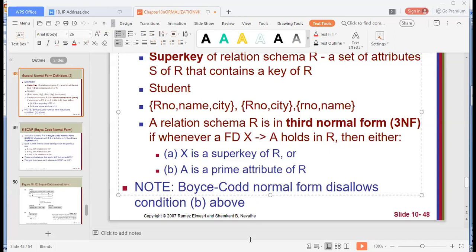So let us try to understand the example. Again, I will take you back to my Word file.